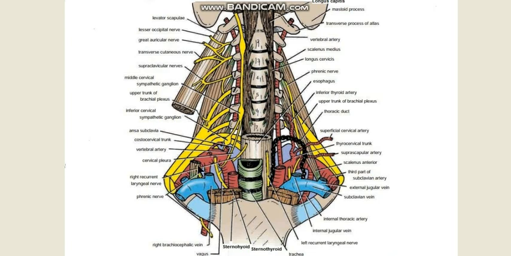On the right side, see, the scalenus anterior muscle has been cut out to display the brachial plexus, but on the left side this is the scalenus anterior muscle and this is the scalenovertebral triangle.